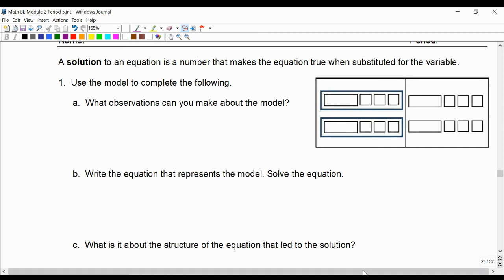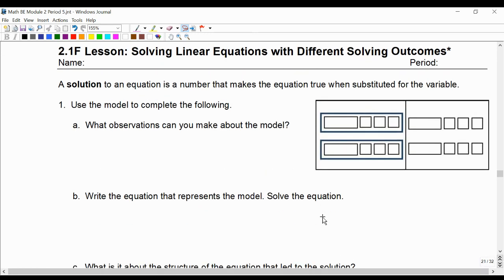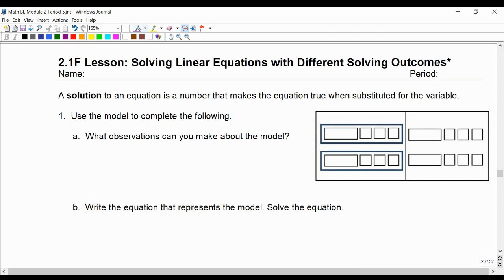This is the 2-1F lesson, the first video. We're going to look at what happens when we solve equations and we get a different outcome or end result. So number one, we're going to examine this model over here, and we're going to list out some observations.